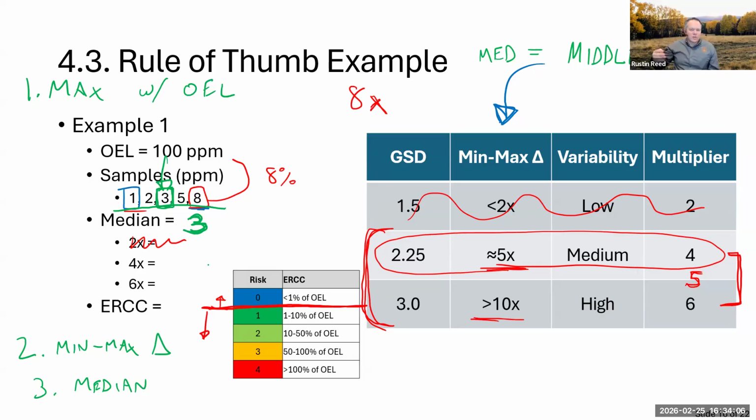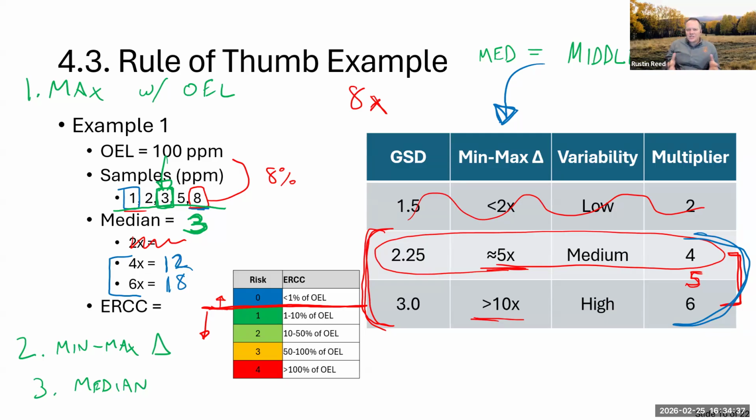And now I'm going to multiply 3 by those two multipliers. We talked about 4 and 6 based on that estimation from our min to max, the amount of variability. So let's just do them both and see what we get. 3 times 4 is 12. 3 times 6 gives us 18. 12 and 18.